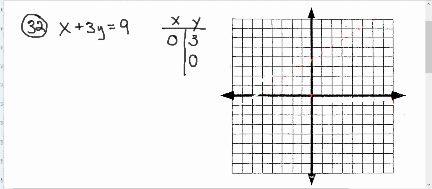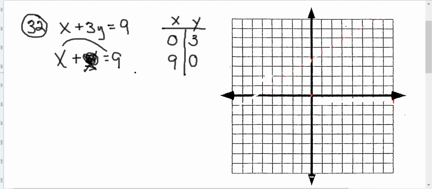Okay? Next, when y is 0, that wipes that all away. X plus 3 times 0 is 0 equals 9. So just cover it up or whatever you want to do, it's gone. Gone away, not an x. So then I'm left with x equals 9. And I'll put that here.